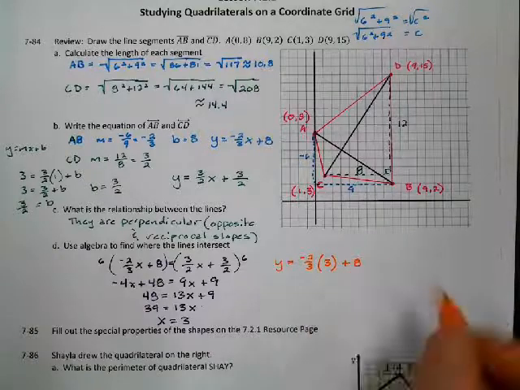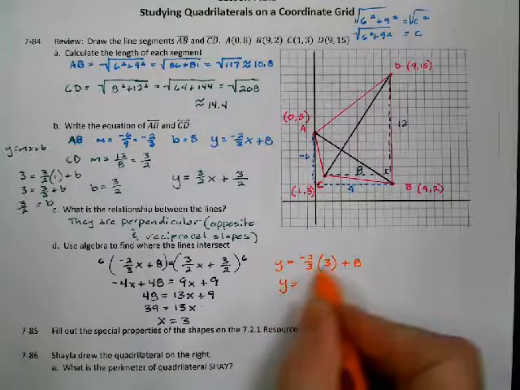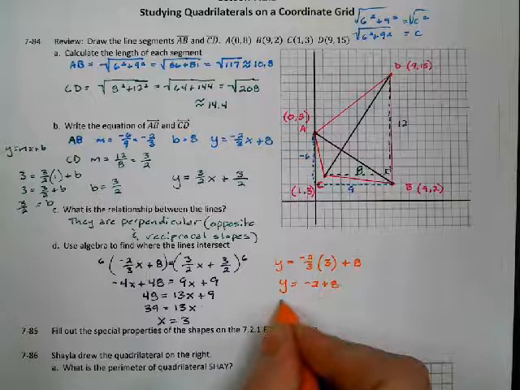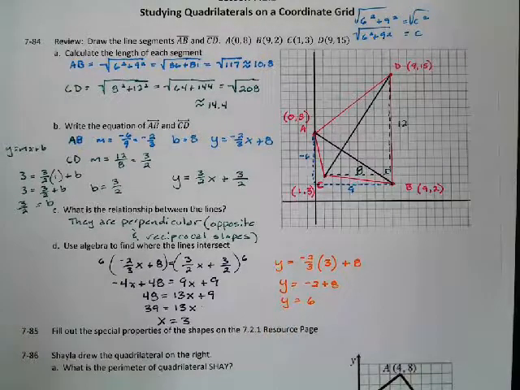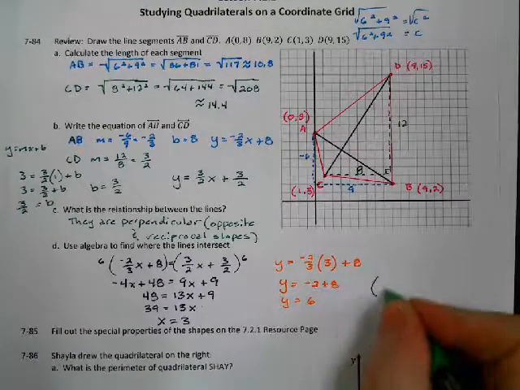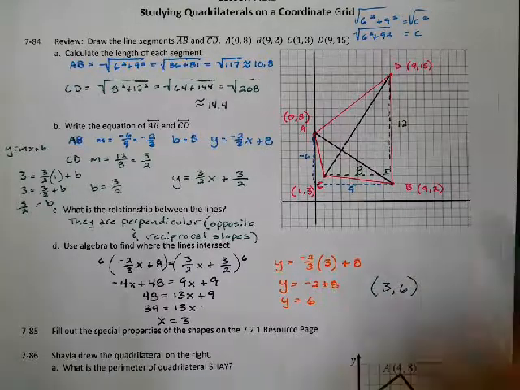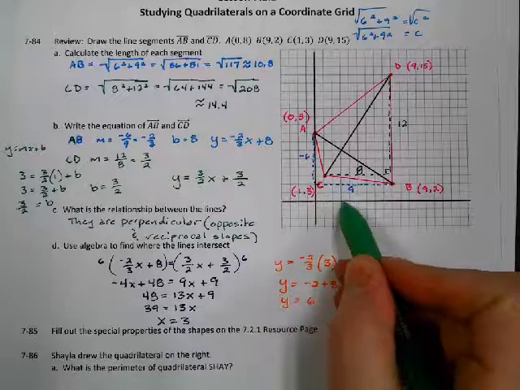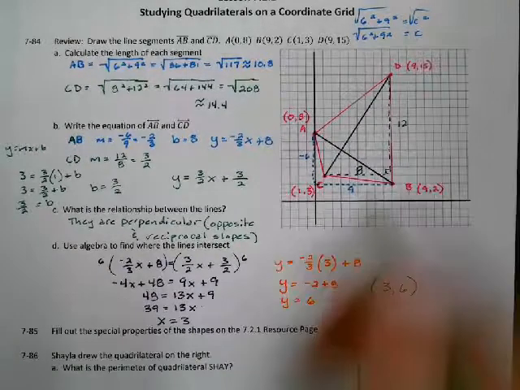So I get y equals 3 goes into 3, they reduce each other, so that's just negative 2 plus 8. So y must be 6. So it looks like I got an answer of 3, 6. Let's go to our graph and see if that is correct. So 3, 6 is at 1, 2, 3, 1, 2, 3, 4, 5, 6. Yes, that's exactly where they're crossing right here. 3, 6.